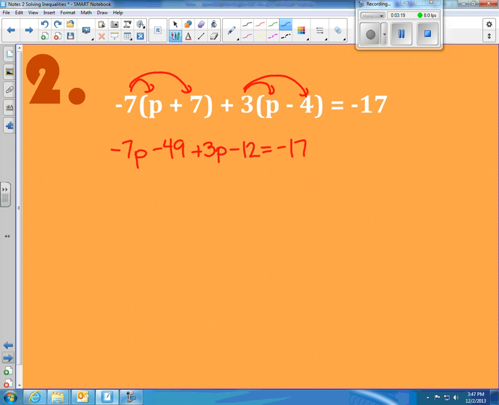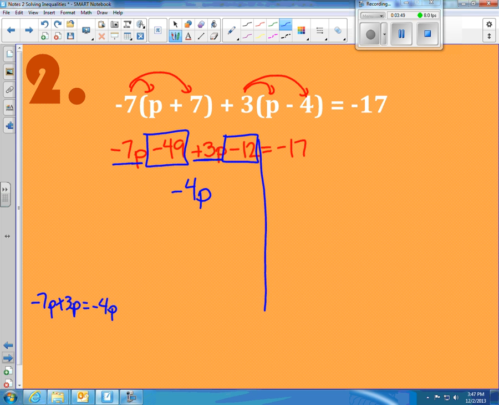Now, we aren't quite done with step 1 because it says distributing or combining like terms. If we look at the left side of our equal sign, we see a negative 7p and a positive 3p. Now, when they're on the same side of the equal sign, you're going to combine them or simplify them. We are not going to do the opposite because we're not crossing over that equal sign. So negative 7p plus 3p gives us negative 4p. All right, we have a negative 49 and a negative 12. Again, they're both on the same side of the equal sign, so we're going to combine those, and we're going to get ourselves a negative 61 equals negative 17.